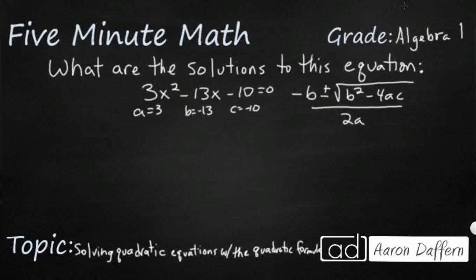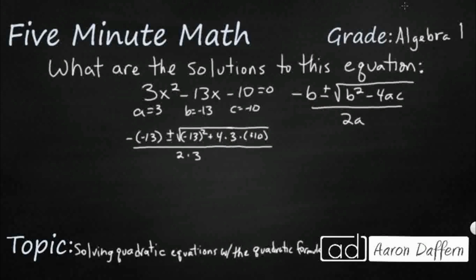So let's plug this in here. So negative b. Well, I've got a negative, and then I've got b is negative 13. So that's going to end up being a positive, plus or minus the square root of b squared. So that's negative 13 squared minus 4 times a, which is 3, times my negative 10. So that's going to end up being positive, the two negatives right there. And then 2a, so 2 times 3. Lots of simplifying here, so that's going to end up being a positive 13 plus or minus.